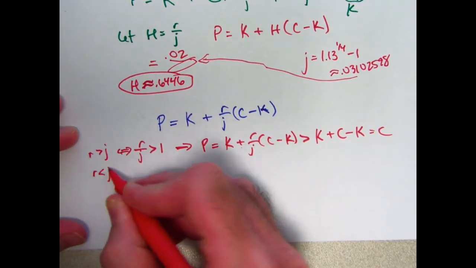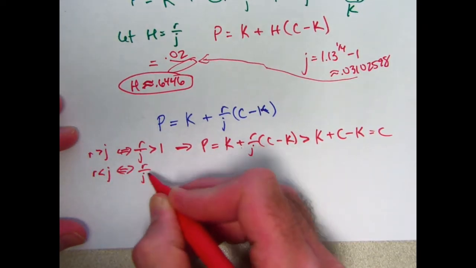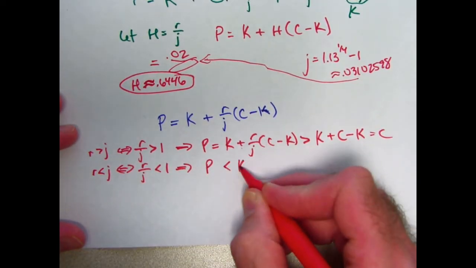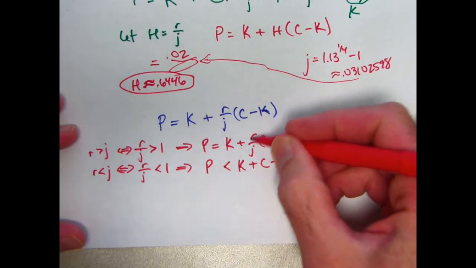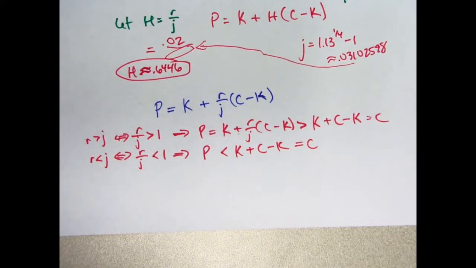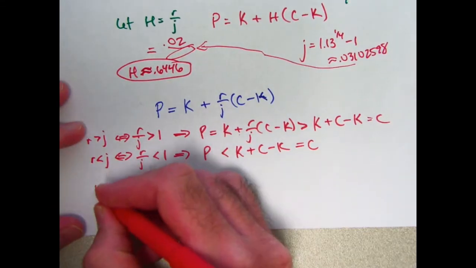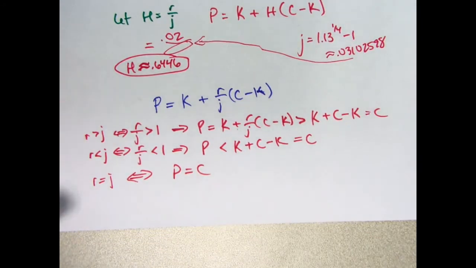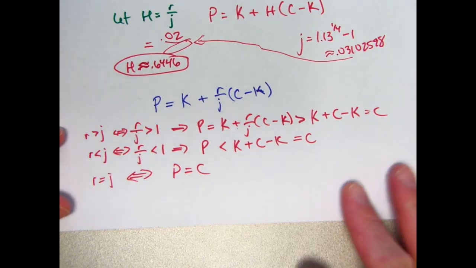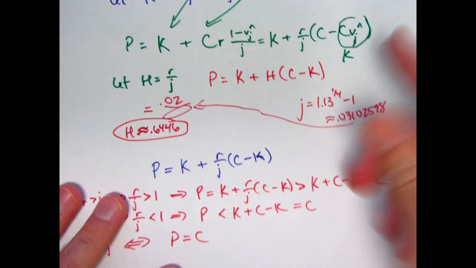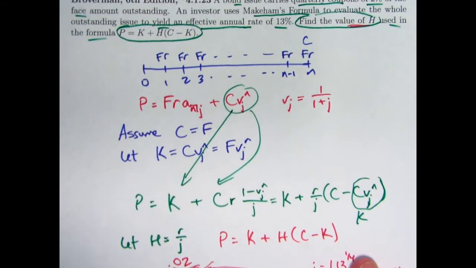On the other side, the flip side, if R is less than J, meaning R over J is less than 1, that will imply that P is less than K plus C minus K, because this thing here will be less than 1. It'll be less than C. The price will be less than the redemption amount. And of course, then if R equals J, that'll be equivalent to P equaling C. The price at time 0 will be equal to the redemption amount at time M. Okay, so that's perhaps the most important use of it, to see those relationships. But you can use it with particular numbers, and you can solve problems like this here.